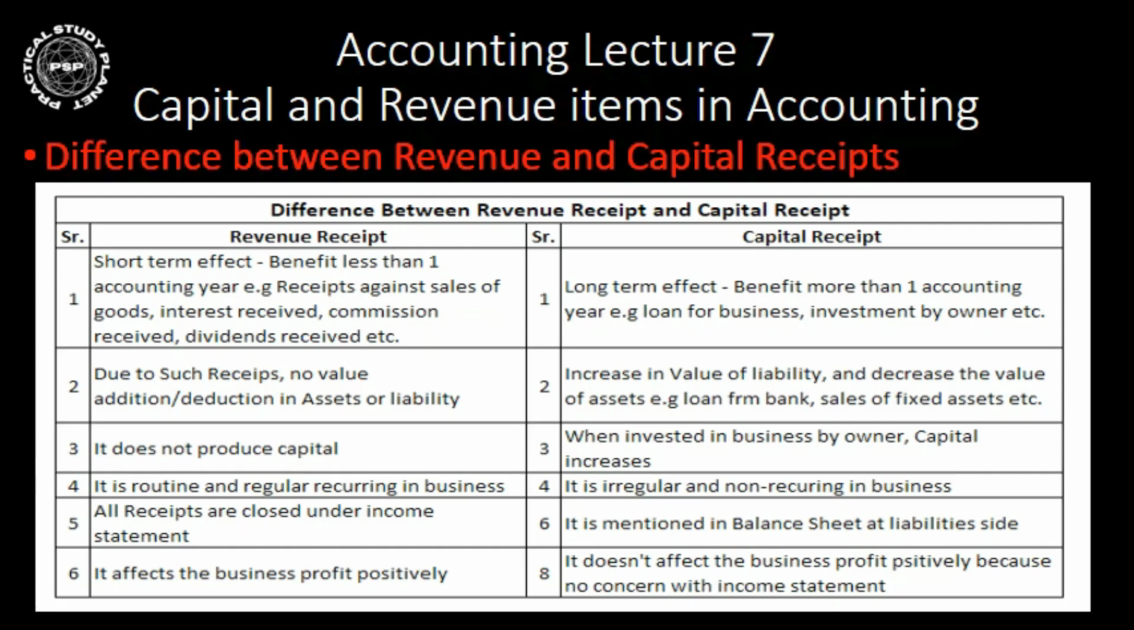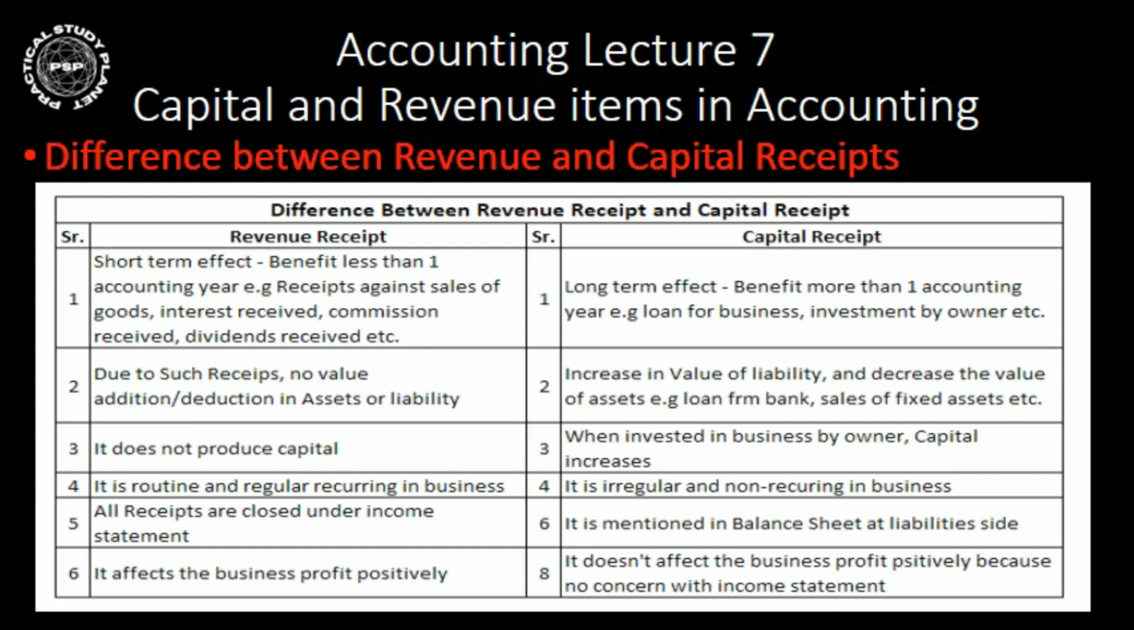The second difference: revenue receipt, due to such receipts no addition or deduction in the assets or liability. Whereas in capital receipt there is an increase in the value of liability or decrease in the value of assets, for example loan from the bank or sales of fixed assets. The third difference: it does not produce capital, whereas the capital receipt produces the capital by investing the amount by the owner. Capital increases. The fourth difference: it is routine and regular recurring business, whereas in capital receipt it is irregular and non-recurring business.